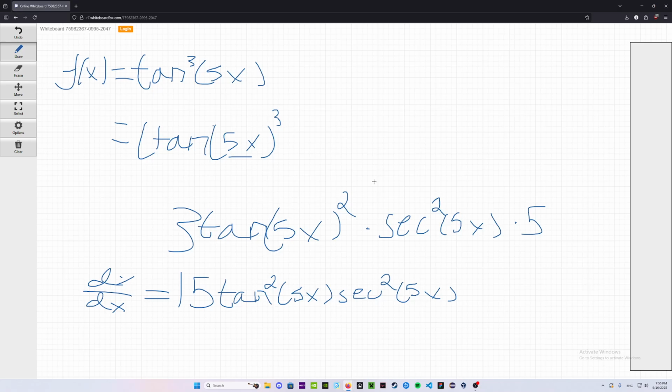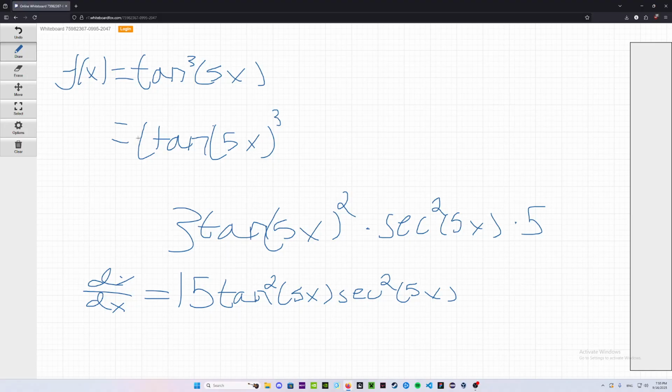Now, you're going to have to use your trig identities sometimes. They might ask you, especially if you have something like a 5x here, a constant right here, they will probably ask you to rewrite it on the AP exam. So let's dive into this deeper.